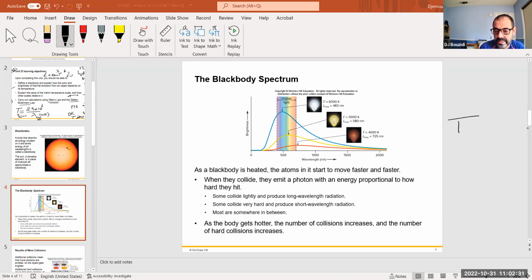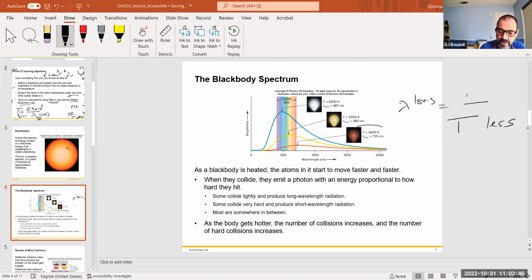So if T is less, lambda is long. That's basically why you have the inverse law in here. And you have a fixed number in there that is coming from experiment or, if you wish, observations.